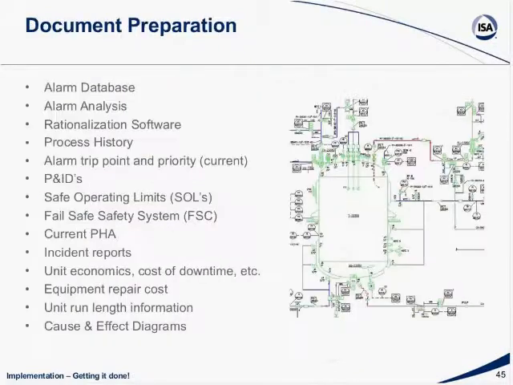Okay, so the alarm management champion, you've got to go out there and get all this documentation, and this documentation is important. You've got to have the database. You want the alarm analysis, and we'll talk about that even more when we get to bad actors in a minute. You want to have your rationalization software. This is going to be a custom thing you buy from a company out in the marketplace, or it could be an Excel spreadsheet, which is typically what I use when I do rationalization. You want to know what the process history is. You need to have your alarm point data, your current trip points and your priorities.